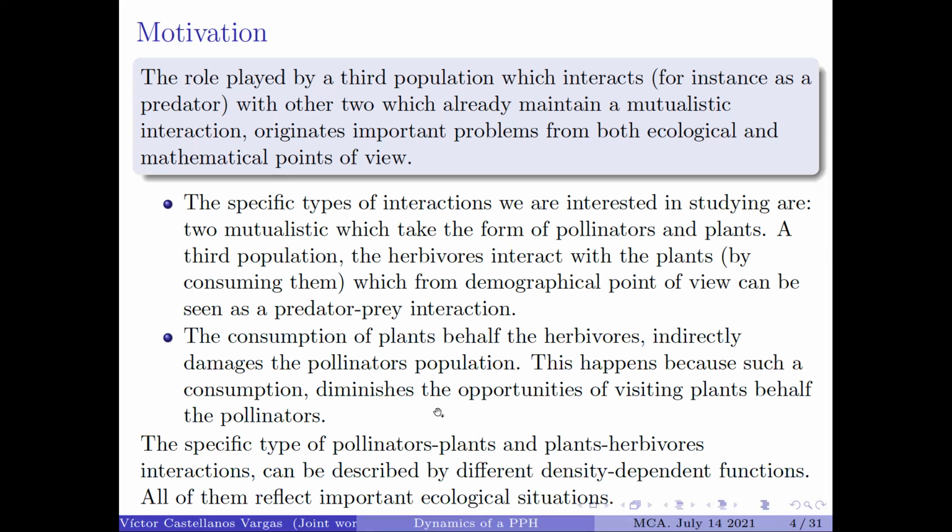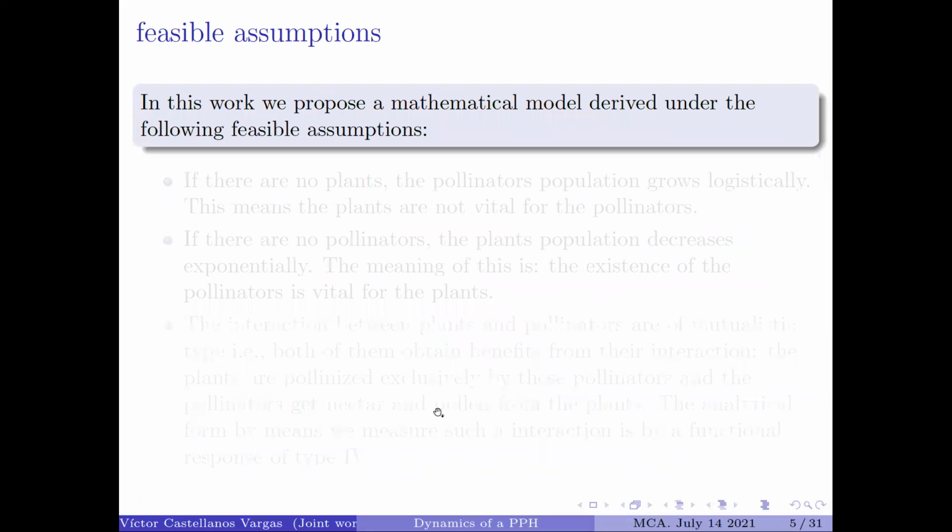The specific type of pollinator-plant and plant-herbivore interaction can be described by different density-dependent functions. All of them reflect important ecological situations. In this work, we propose a mathematical model derived under the following feasibility assumptions. It's clear that to fix a model some premises are necessary.